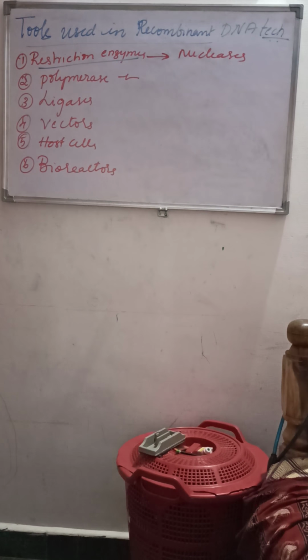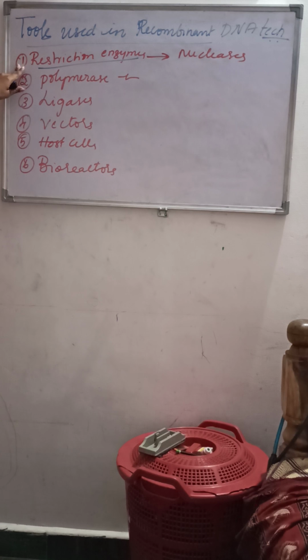So that belongs to the class of enzyme called nucleases. So restriction enzymes belong to the class of enzymes called nucleases. These are a larger class of enzymes which will cut the DNA at specific sites. So what is the very important function of this restriction enzyme? These are the large class of enzymes belonging to the class nucleases which will cut the DNA at specific sites.